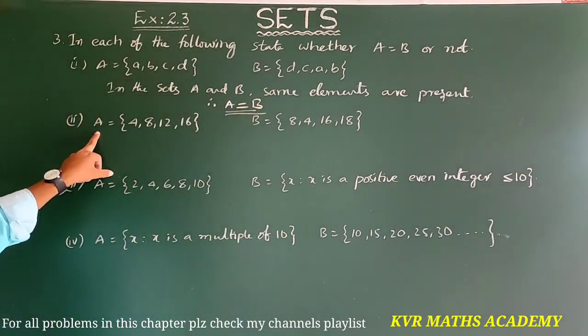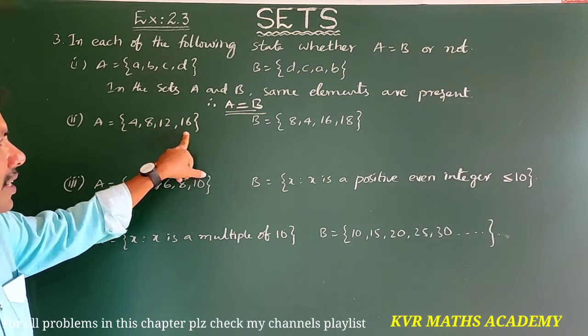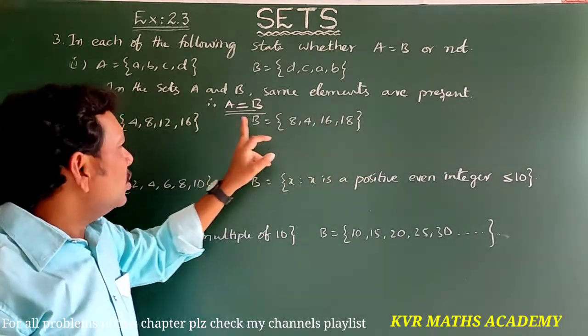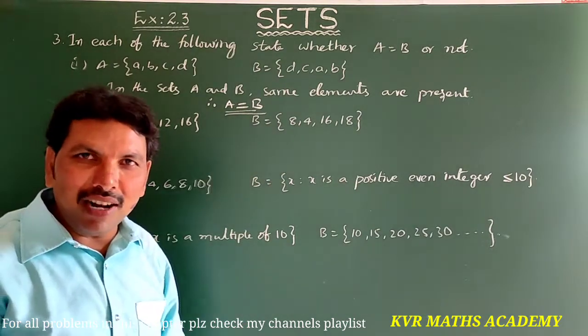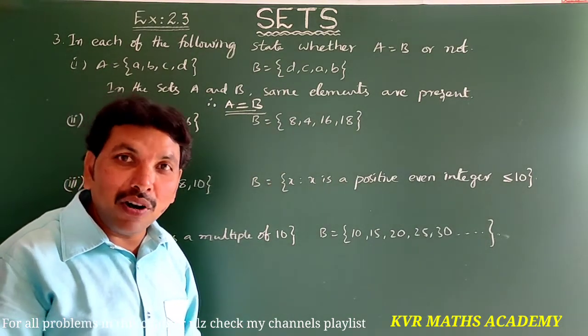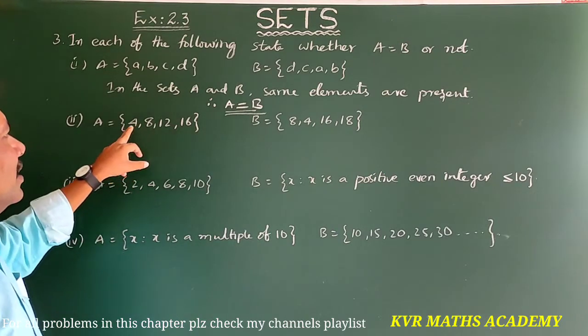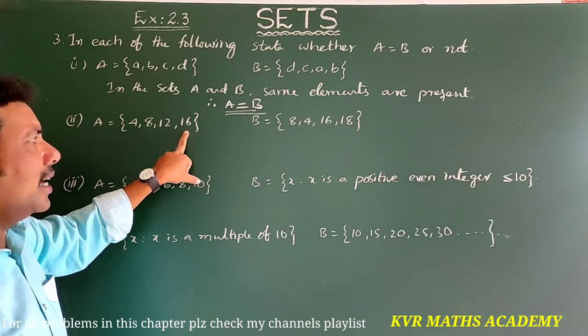Next, coming to the second one. A is equal to 4, 8, 12, 16. Here B is equal to 8, 4, 16, 18. So here these elements are equal? Not equal, not same, right? Why? Because here 4, 8, 12, 16, the multiples of 4 are there up to 16.